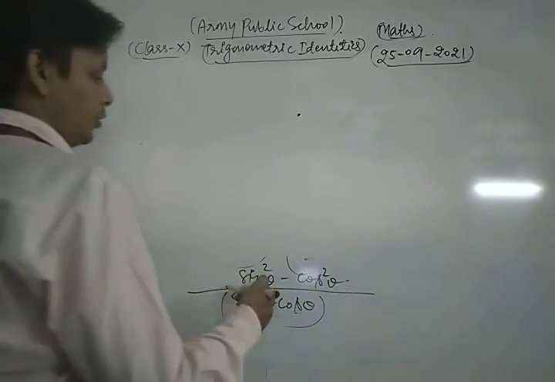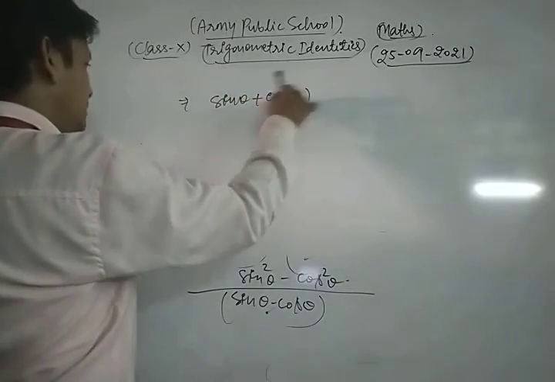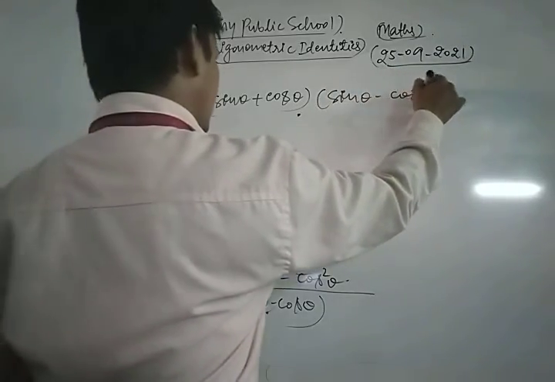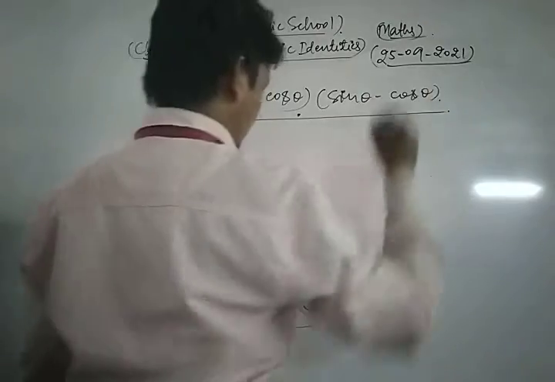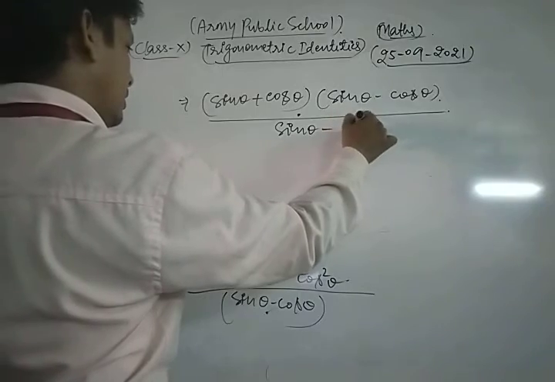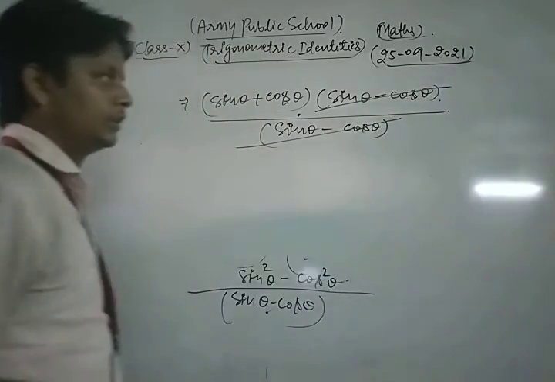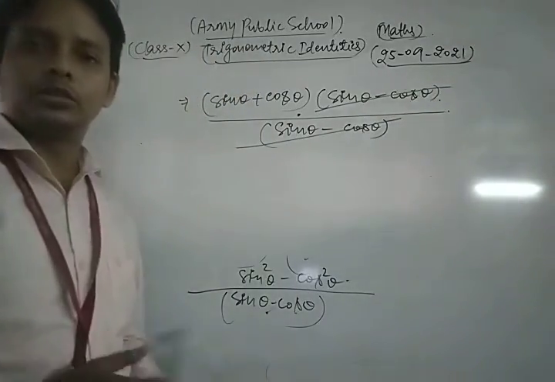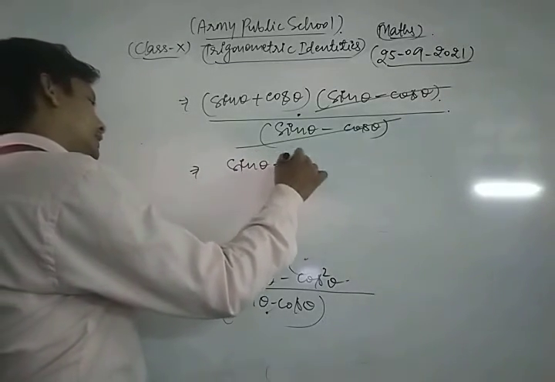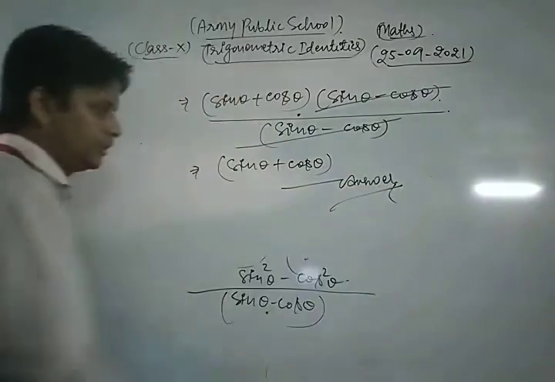Now look, sin square theta minus cos square theta is the form of a square minus b square, so we can write (a plus b) into (a minus b), divided by sin theta minus cos theta. Now look, sin theta minus cos theta cancels out, so we get only what? Sin theta plus cos theta. This is the required solution of the given question.